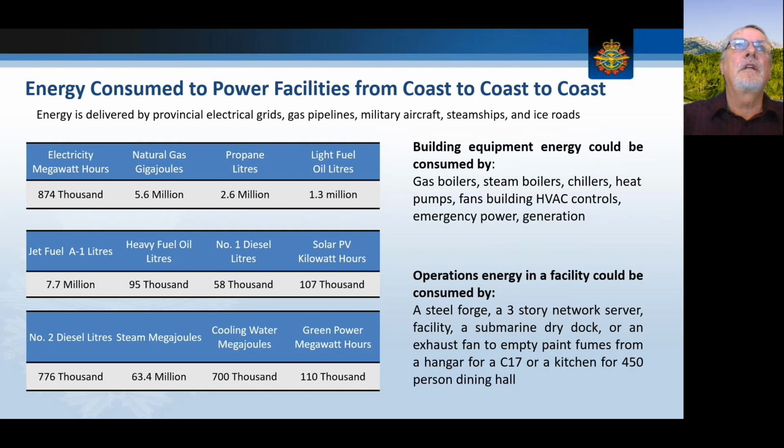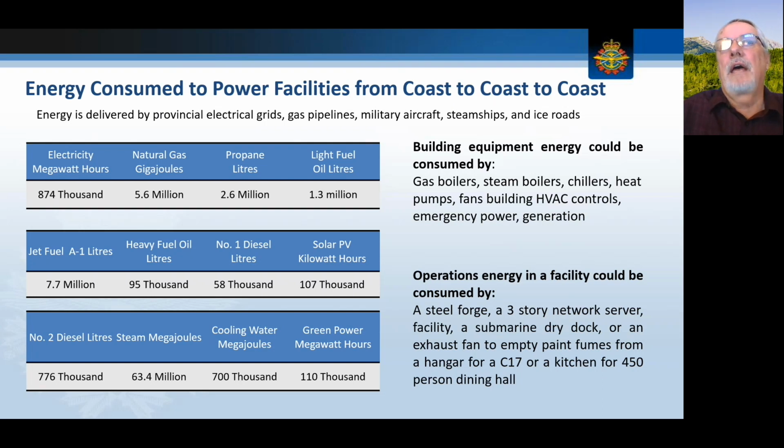So we have 874,000 megawatt hours of electricity that we use, 5.6 million gigajoules of natural gas, 2.6 million liters of propane. That's a lot of barbecues. 1.3 million liters of light fuel oil. And then we use jet fuel as well in the far north to operate some of our facilities. We do still use some heavy fuel oil, but we've reduced that quite a bit. And then we use number one diesel in some facilities as well.